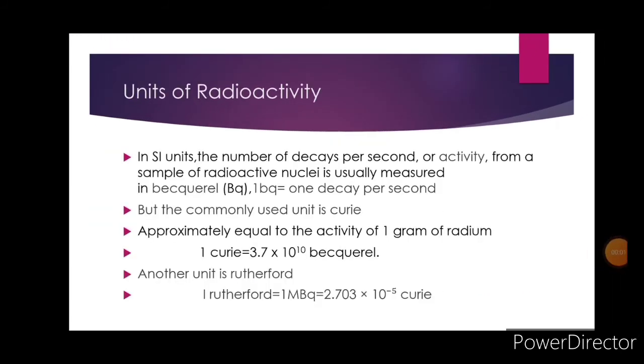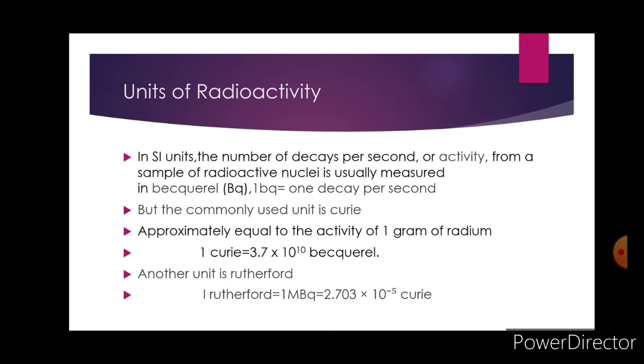Units of radioactivity. The SI unit of radioactivity is the Becquerel, named after its discoverer Henri Becquerel. Becquerel is defined as the number of decays per second, or activity, from a sample of radioactive nuclei. In a simple sense, one Becquerel is one decay per second.